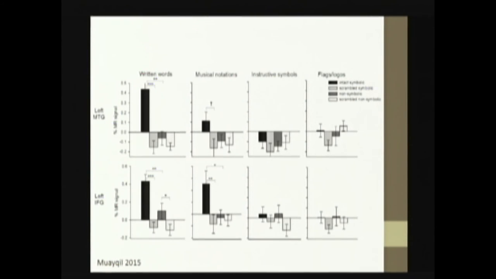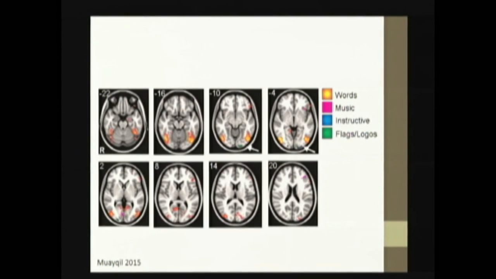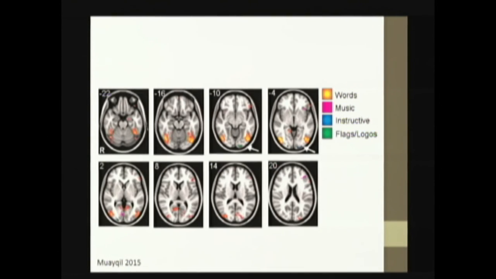Musical notation was significant as well. And again, for the left inferior frontal region, we saw that for words, and we saw that for music as well. And this is just all the areas that were responsive to the words bilaterally. We saw music have a little bit more frontal involvement. You wonder if, because a person has to coordinate motor movements to play that music note, that might explain some of the activation in the other regions. A little bit of activation for flags and logos, but not as much as the words.